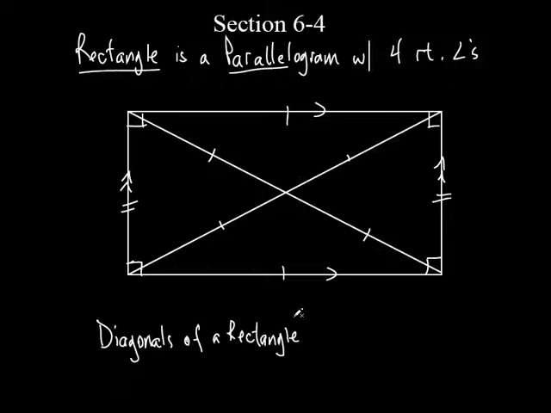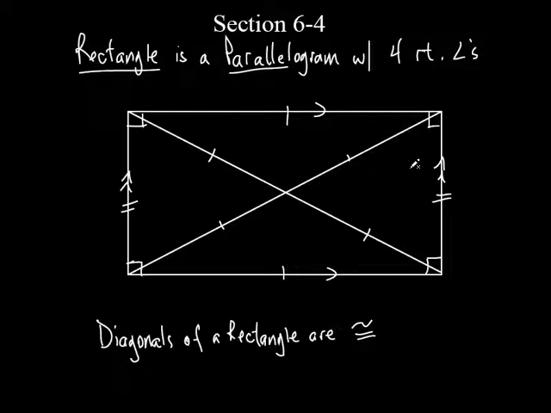Now, they do bisect each other, right? Because a rectangle is a parallelogram, and they always bisect each other on a parallelogram. But the diagonals of a rectangle are a little bit more special than that, okay? This only is true about a rectangle, not about an ordinary, everyday parallelogram. That the diagonals, they don't just bisect each other, but they are what? They're equal, or we'll say congruent, okay? So the diagonals of a rectangle are exactly the same. They're equal to each other.